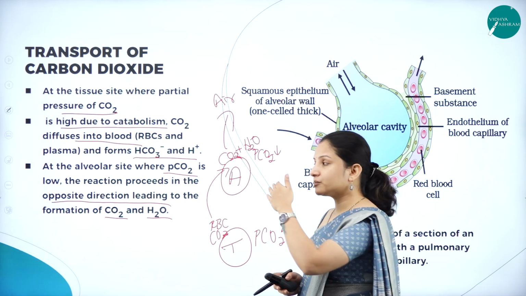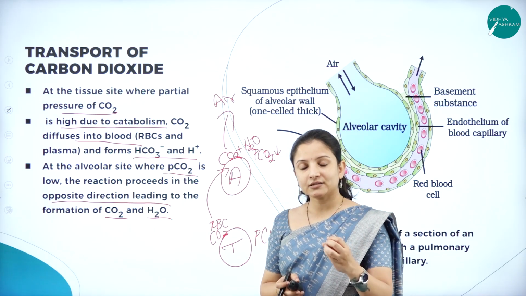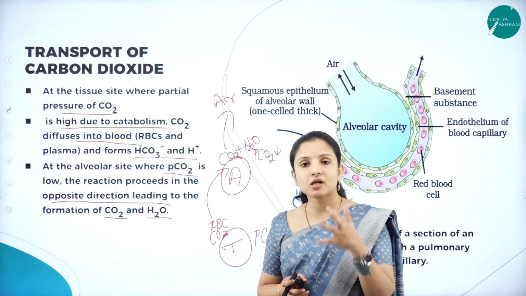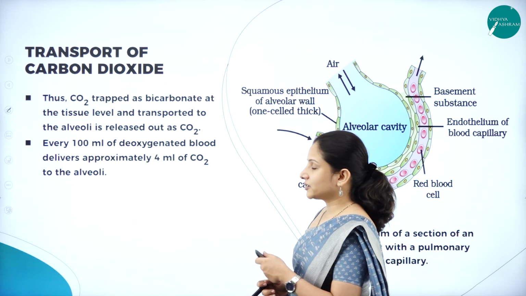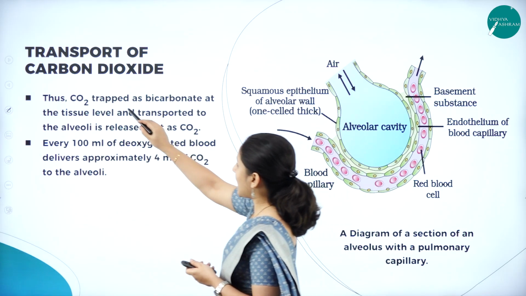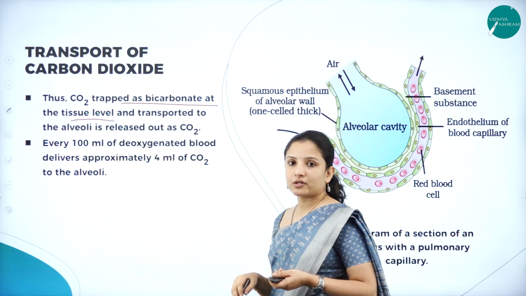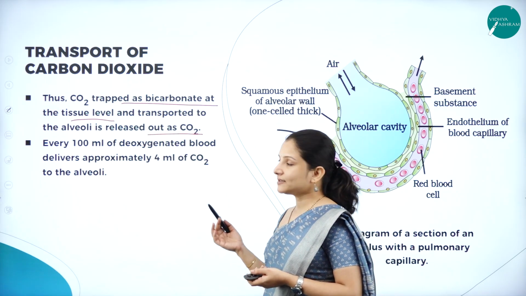So, from this whole thing we understood that partial pressure of the gases is very, very important in the diffusion process, or in the transport or exchange of gases. Thus carbon dioxide that is trapped as bicarbonate at the tissue level and transported to the alveoli is released out as carbon dioxide. That is what I said earlier.